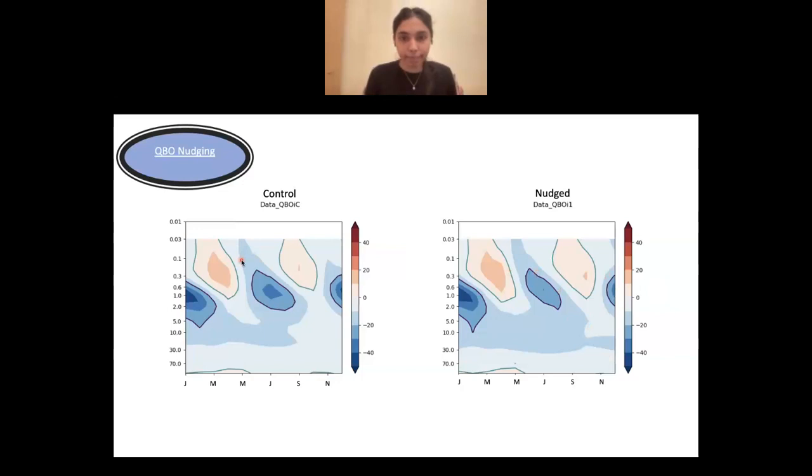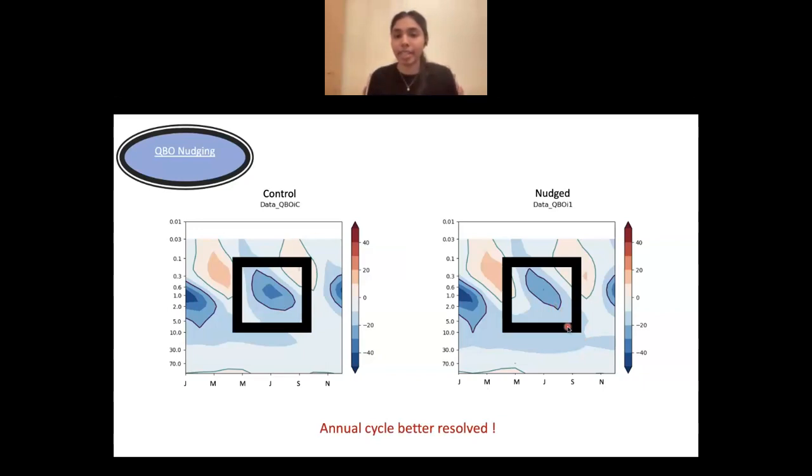As you can see here, there is a very small improvement in the westerly phase, in that it is a bit longer now. But if we look at the easterly phase, we can clearly see a reduction in magnitude in the second half. That suggests there is a better annual cycle going on in the nudge run. So I wanted to see why that is happening. This suggests that nudging the QBO region helps to improve the SAO annual variability, and we will focus on why that is happening.